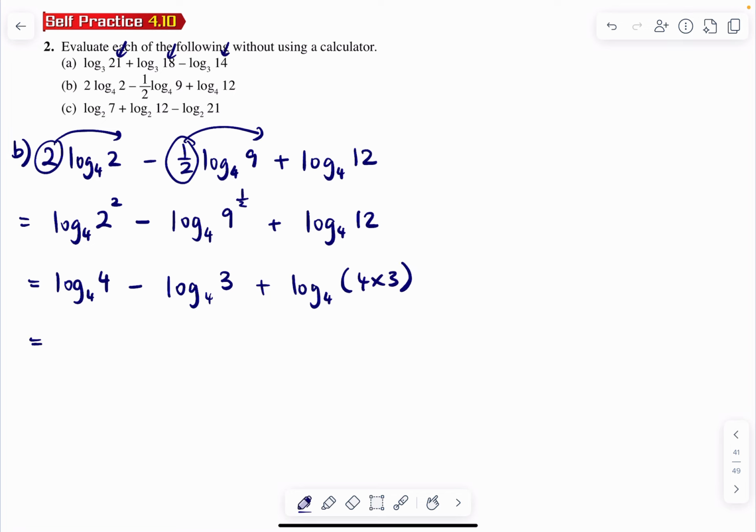Log 4 4 is just 1. Log 4 3 we don't know, let's leave it. So this one we split. Times means it will become plus. So I can say log 4 4 plus log 4 3. Now I know why. So negative log 4 3 plus log 4 3 cancels off. And this log 4 4 will become 1. So 1 plus 1 is 2. Done.